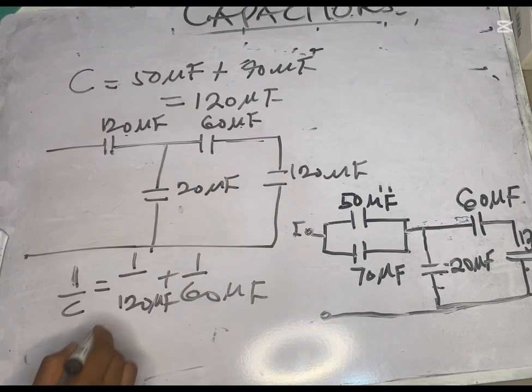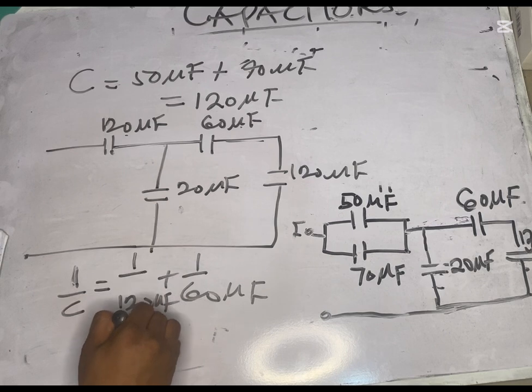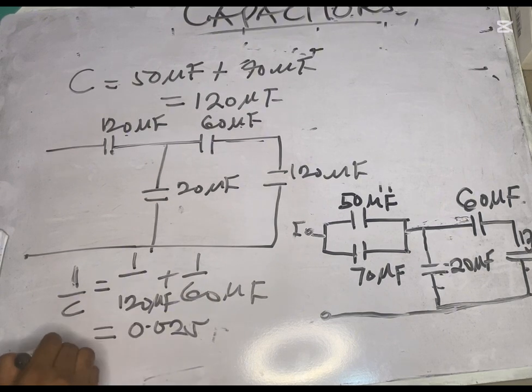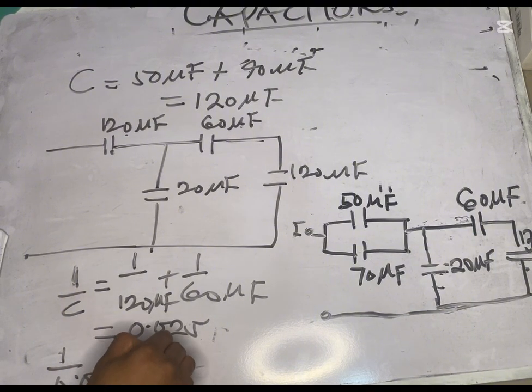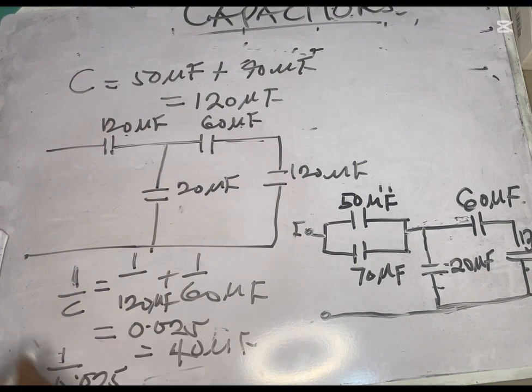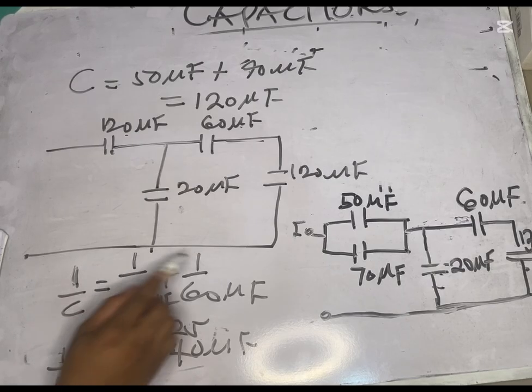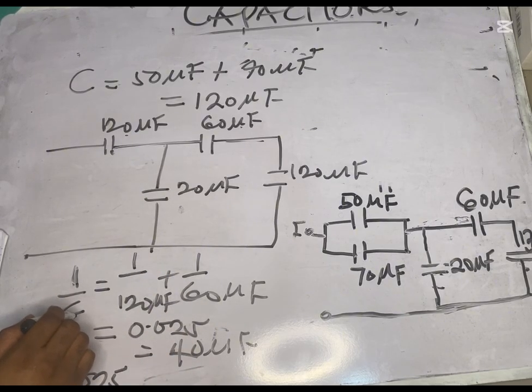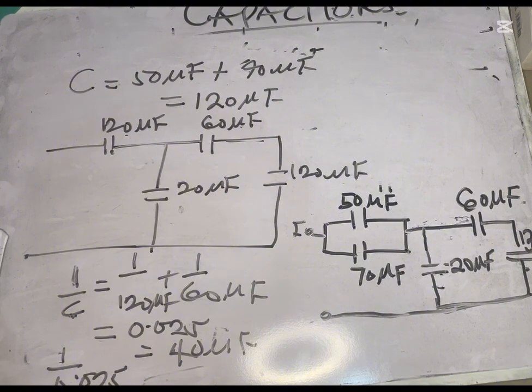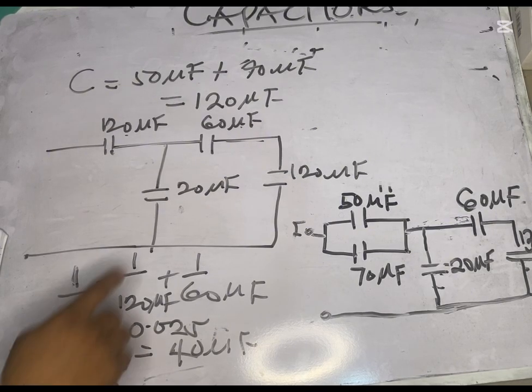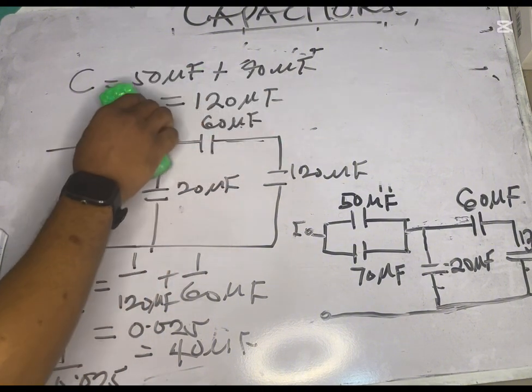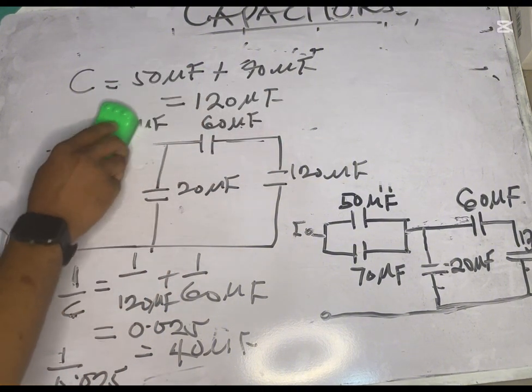Once we do that and add this, we'll have 0.025. If we do 1 over 0.025, we'll have 40 microfarad. Don't forget, once you add this, don't conclude, because you still need to take 1 over this. So when you do 1 over this, you get 40 microfarad. After getting your 40 microfarad, it means that you've been able to resolve this.